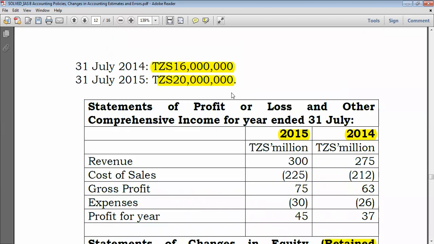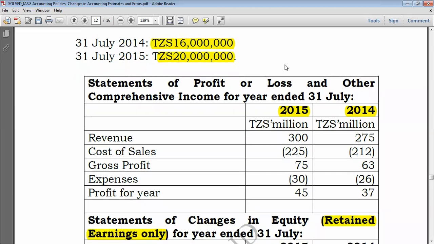You just have to remember that when you do this, you do a double entry. So you charge the expense in profit or loss. You have to know that you would also have decreased the asset. There is that receivable by 16 million. So you have 16 million and 20 million for the statement of profit or loss.